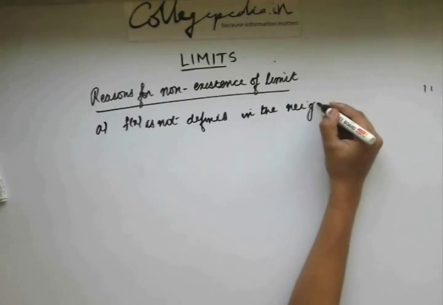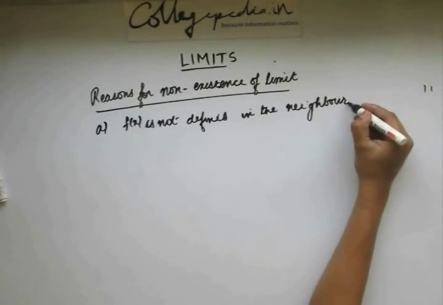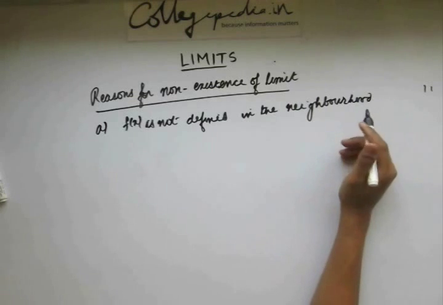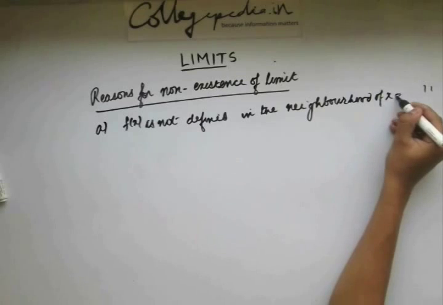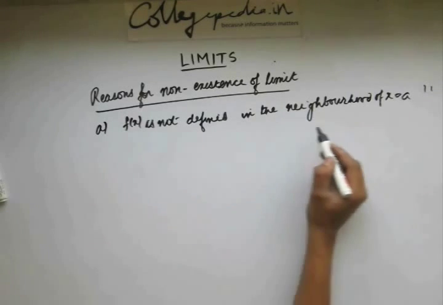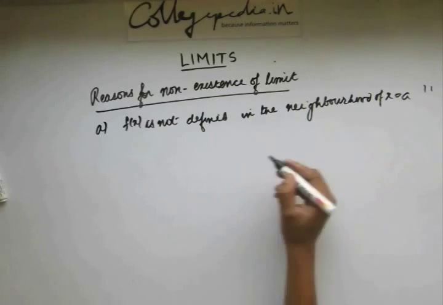Since we are dealing with limits, we are basically concerned with the behavior of the function in the neighborhood of a. Now, as f(x) is not defined in the neighborhood of a, we say that the limit doesn't exist. Let's take an example for this case.